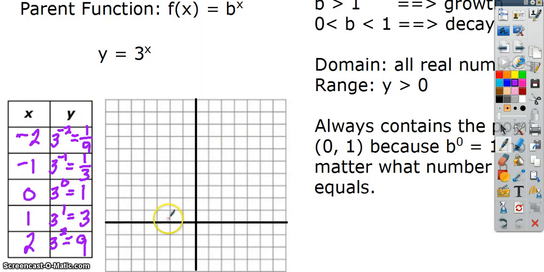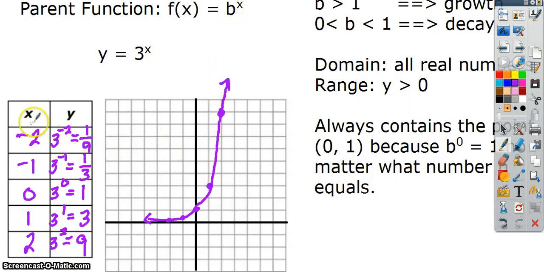Alright, plot these on our graph over here. So you've got 1/9, and then we've got 1/3, and then we've got (0, 1). Then you've got (1, 3), and then (2, 9). Alright, draw a nice smooth continuous curve through those. And you'll see that these exponentials get really big really fast. Alright, if we went up to 3 cubed, x equals 3, that'd be 27. So it gets really big really fast in these exponentials.